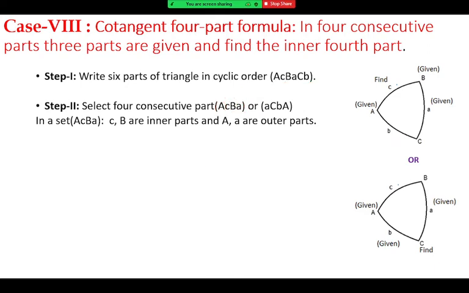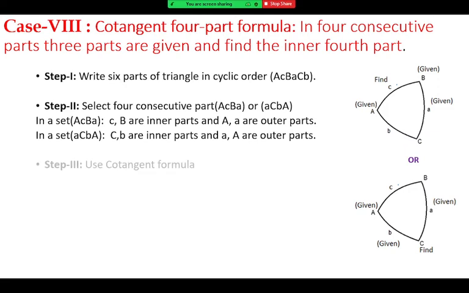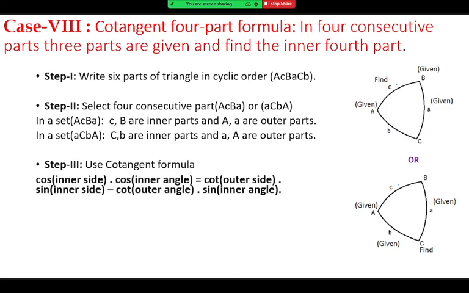This cotangent formula is this one: cos of inner side into cos of inner angle is equal to cot of outer side into sine of inner side minus cot of outer angle into sine of inner angle. Okay, that formula is the only one.